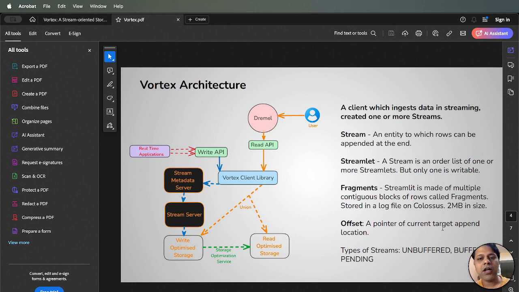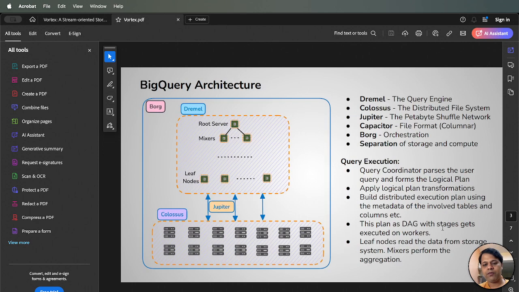Okay, now we looked at an overview of the BigQuery architecture, right? So all of this is happening in the read path. When we want to write to it, there is an API through which we directly write to Colossus. Okay, a bulk write interface is there, which writes to Colossus.